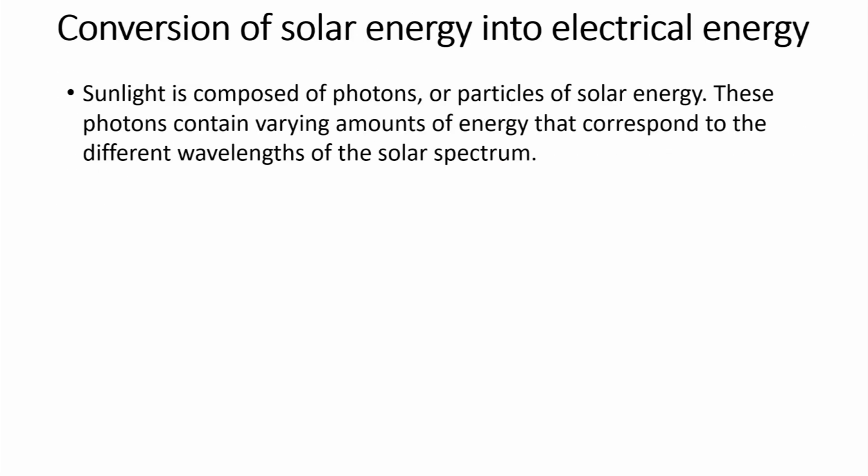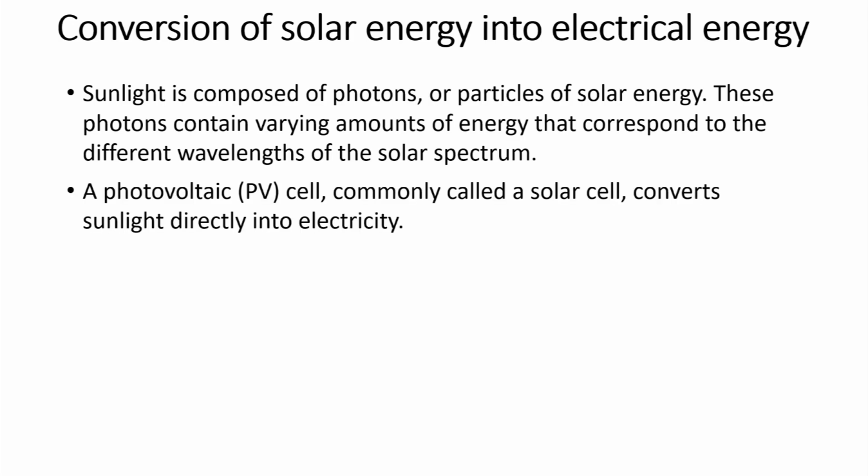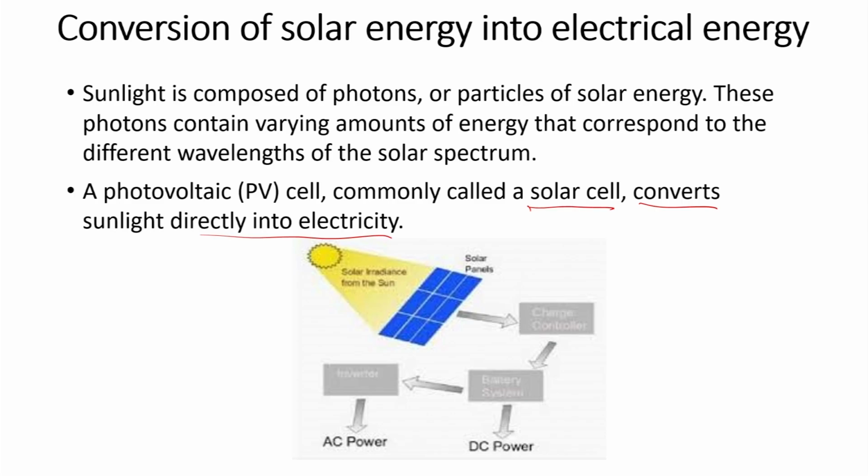So, how is the solar energy converted into electrical energy? Sunlight is composed of photons, or particles of solar energy. These photons contain varying amounts of energy depending on the wavelength. A photovoltaic cell, commonly called a solar cell, converts sunlight directly into electricity. We will see what the photovoltaic effect is.